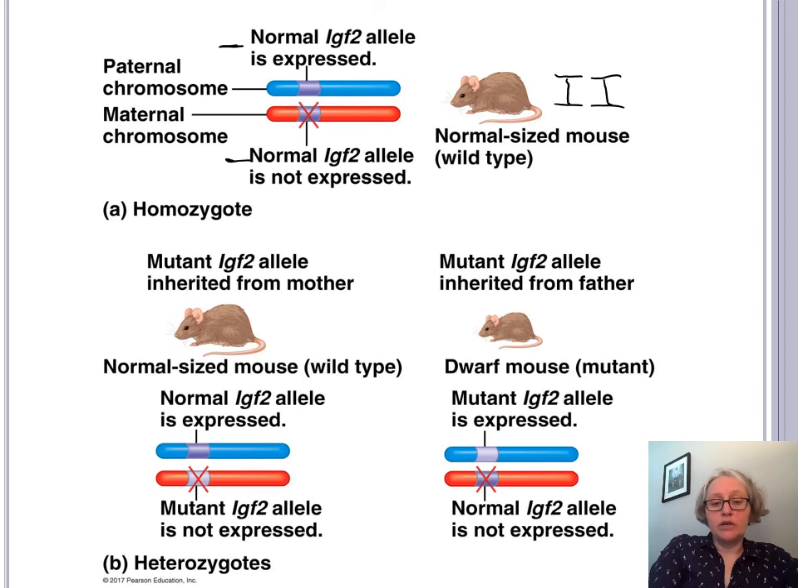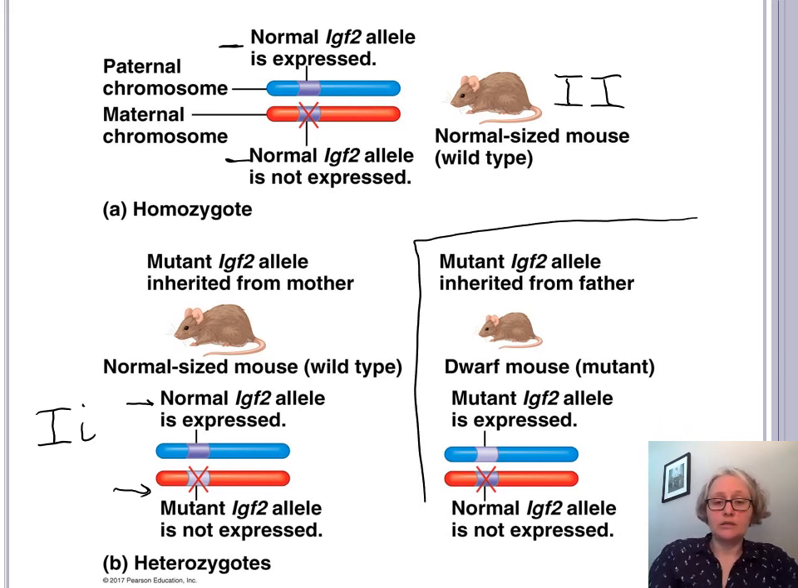This is going to get the normal IGF allele from dad and the mutant IGF2 allele from mom. So we might write this individual as being big I, little I. Oh, they're normal size. That makes sense. Let's look at this third case. In this third case, they get the recessive allele from their father, so little I, and then they get the normal IGF2 allele from their mom.